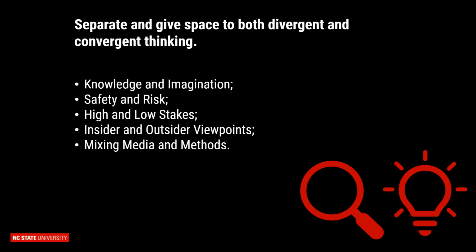One of the problems with many educational models is that we ask students to do both types of thinking at the same time. So, as students are supposed to be brainstorming, they're also judging and criticizing and censoring simultaneously, which can prevent ideas from ever being externalized. This also sets up an unnecessary conflict between knowledge and imagination. Separating and giving space to both divergent and convergent thinking might include drawing on knowledge as well as imagination, embedding opportunities for safety and risk, or high and low stakes, including multiple viewpoints, including insiders and outsiders, or mixing methods and media.